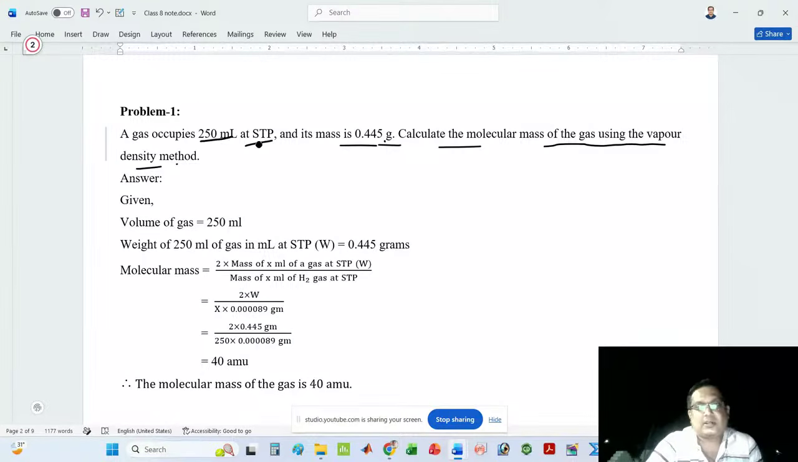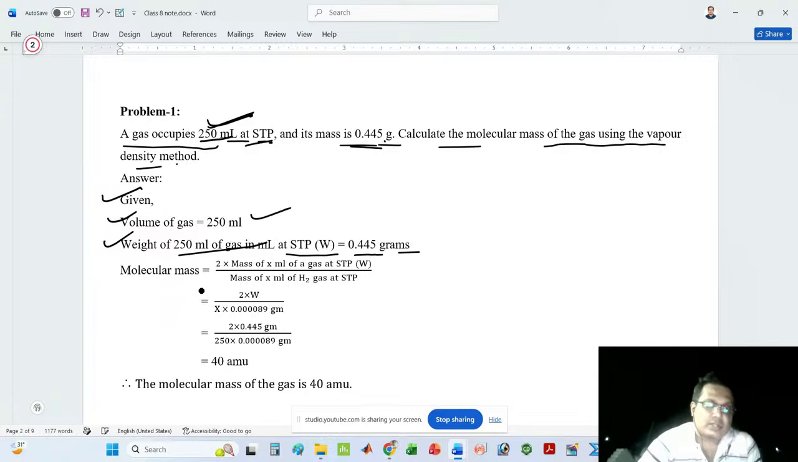At first, look at that. Here a gas occupies 250 ml at STP. That means the volume of gas is 250 ml. So here I have written volume of gas is equal to 250 ml. Again, read the question. A gas occupies 250 ml at STP and its mass is 0.445 gram. That means here you can write the weight of 250 ml of gas at STP condition is 0.445 gram.